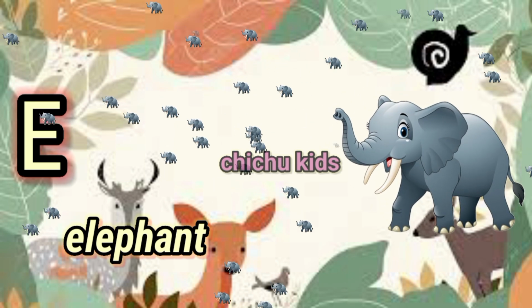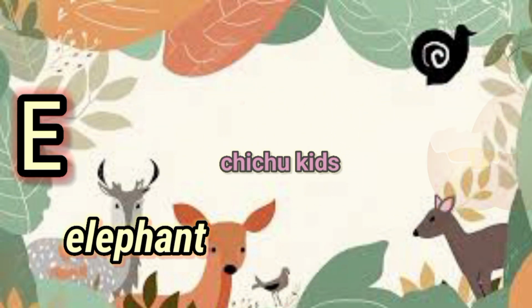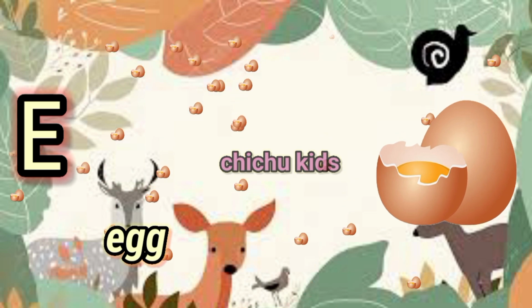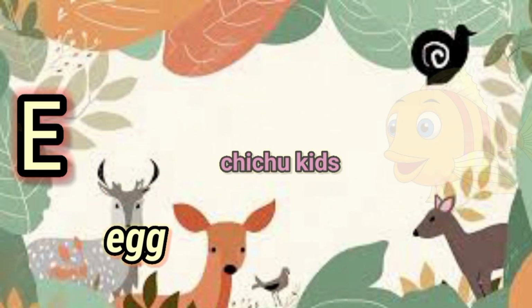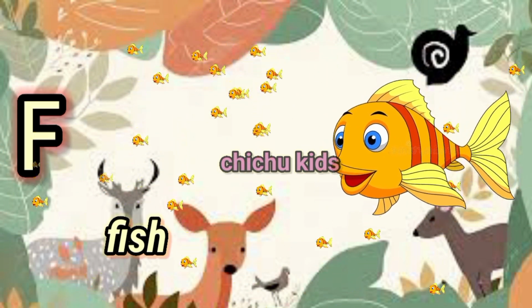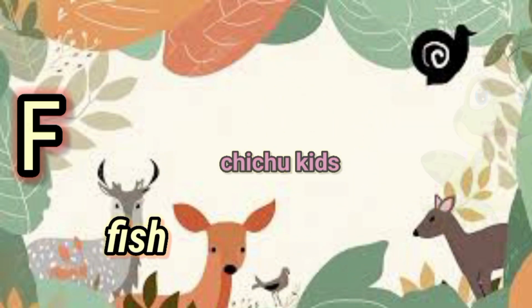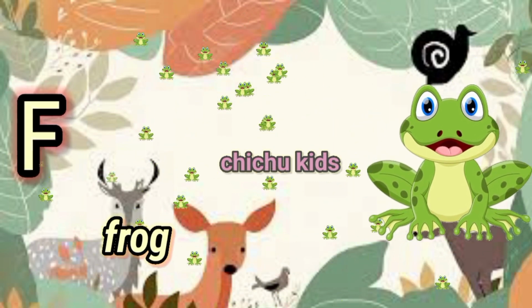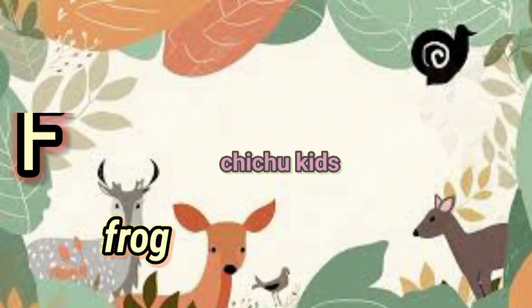E for elephant. E for egg. F for fish. F for frog.